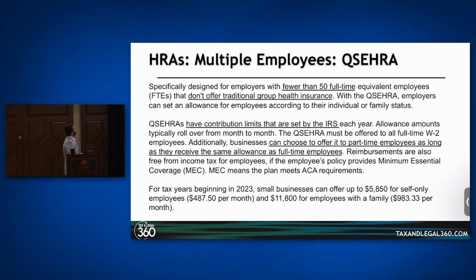Reimbursements are only free from income tax if the employee's policy provides minimum essential coverage. What is minimum essential coverage? It's basically a plan that meets the Affordable Care Act requirements. If you're curious about what those amounts are, a business can offer almost $6,000 for self-only employees, which is about $500 a month, and $11,800 for employees with a family. These numbers are adjusted for inflation every year, so the numbers for 2024 are slightly higher.